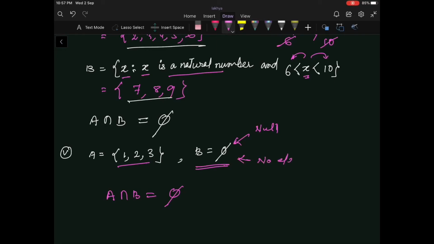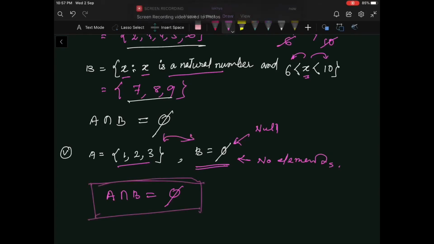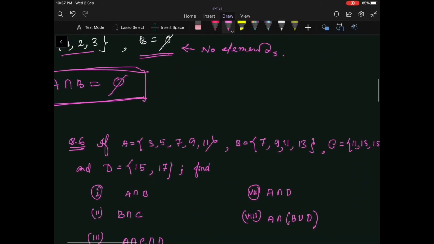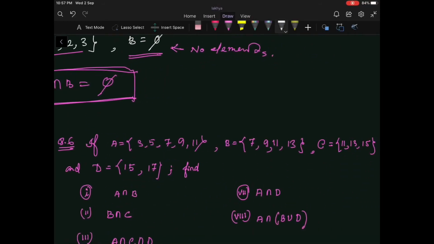No elements, so that's why there should not be any common element. Now let's move on to question number 6. So this is question number 6.